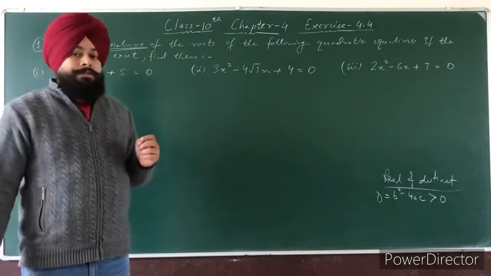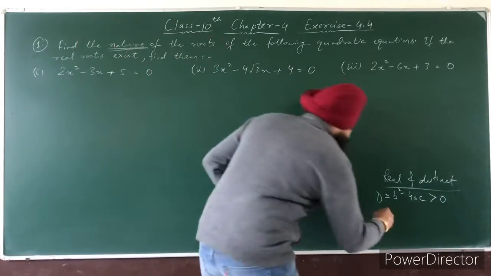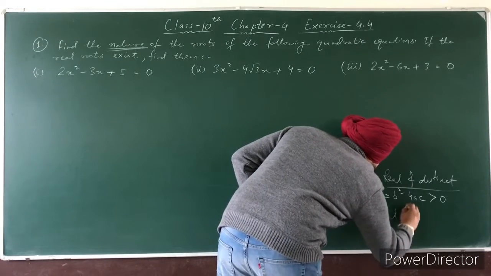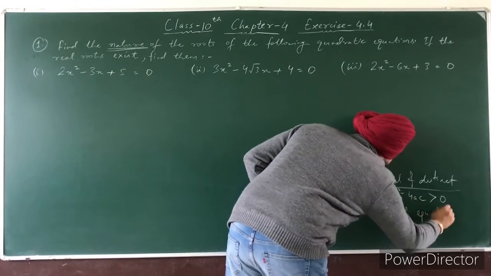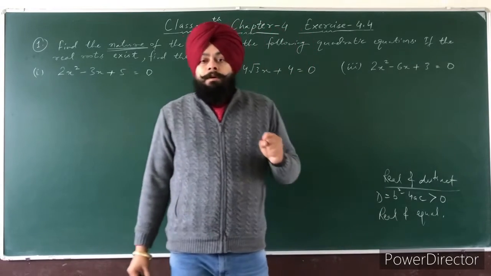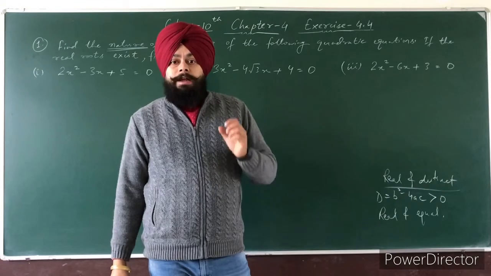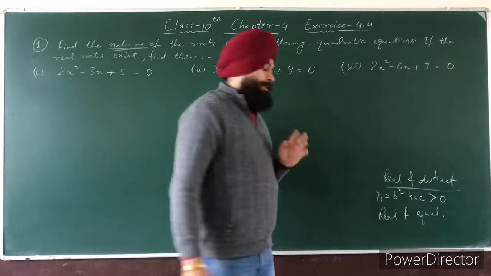Second type of nature is the roots are real and equal. So when roots are real and equal, then b square minus 4ac is equal to 0. It means the value of discriminant is equal to 0.